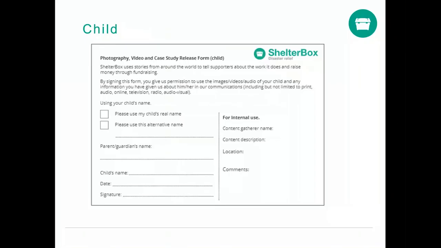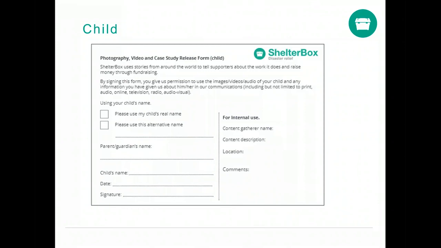So moving on to the child consent form, the most important difference between the child and the adult consent form is that a child under 13 years old will need consent from an appropriate adult. If this can't be their parent, then it could be another family member. The age of 13 is based on the legal requirement in GDPR legislation.